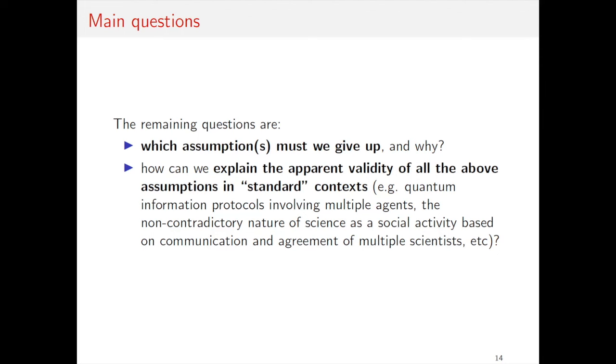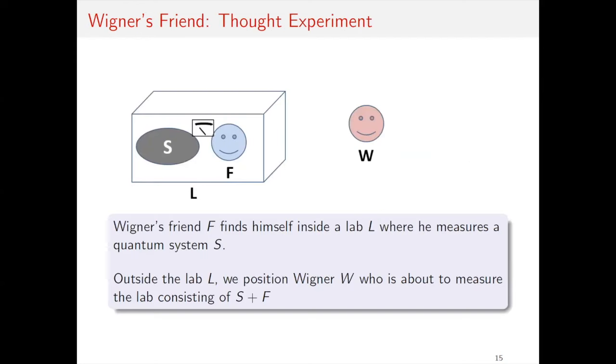This is what all the talk is about. Why do we get a contradiction? How can we avoid it? Because that will mean that we solve the paradox. Okay, so let's look at the most simple case.